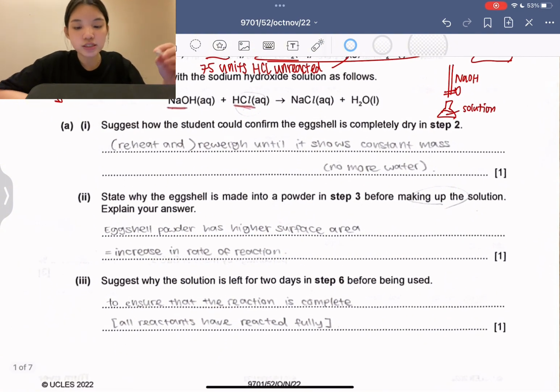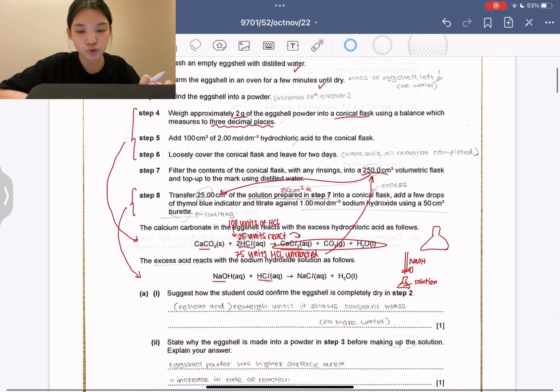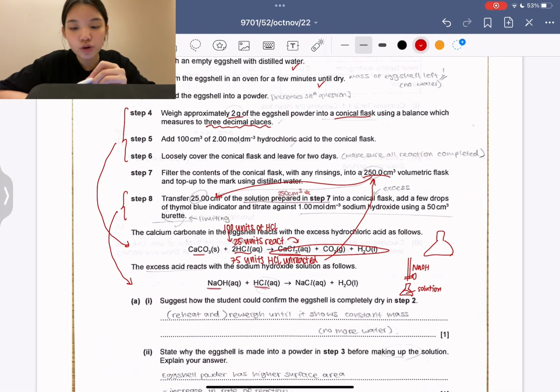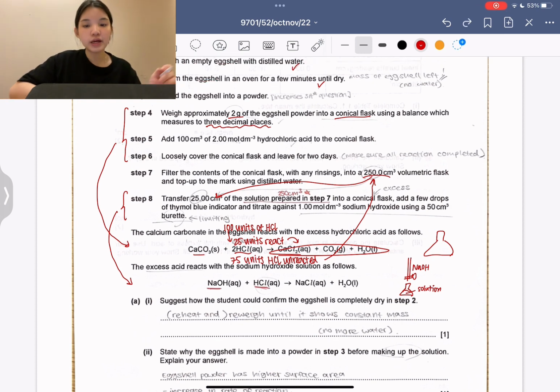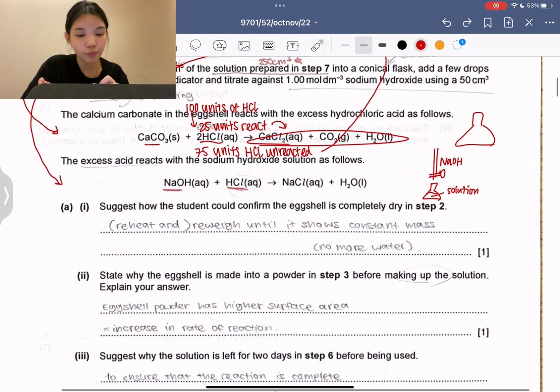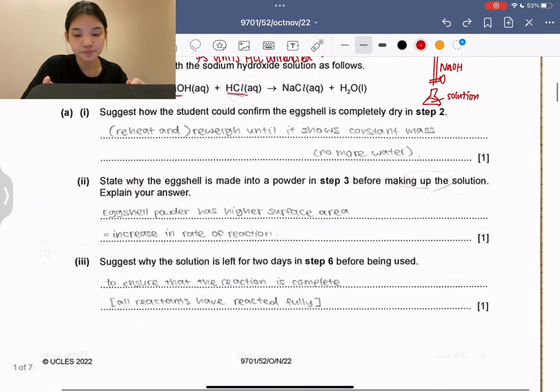(a)(i) Suggest how the student could confirm the eggshell is completely dry in step 2. In step 2, warm the eggshell in an oven for a few minutes until dry. So by warming it, you can reheat and reweigh the eggshell until it shows that there is a constant mass and there is no more water evaporating. So there is no more water in the container. So just answer: reweigh until it shows constant mass.